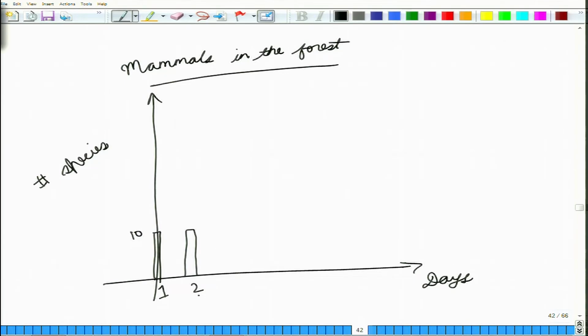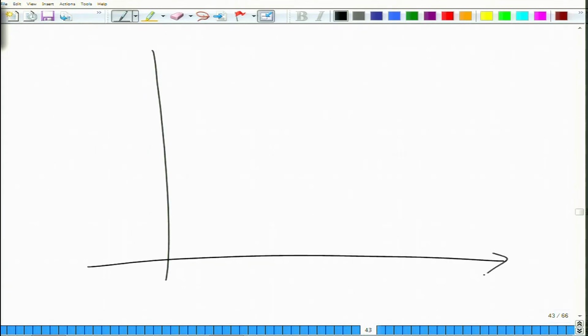On day 3 you got a bit more lucky and you saw a tiger. So, on day 3 your number of species increased from 10 to 11 because you saw a tiger. On day 4 it is possible that you also saw 2 other animals. So, it increased from 11 to 13, maybe because you saw a leopard and you also saw an elephant. But then with time, as you are observing more and more number of species, it will reach a point of saturation.